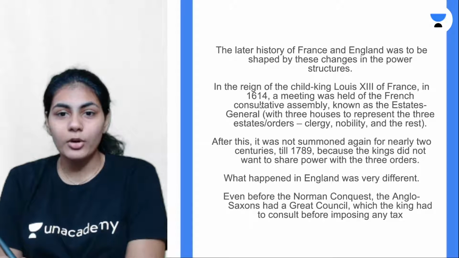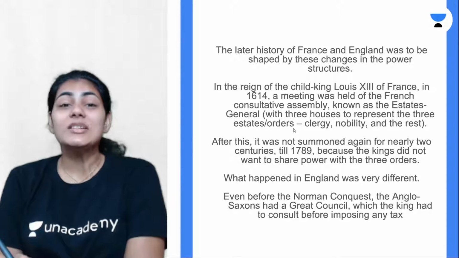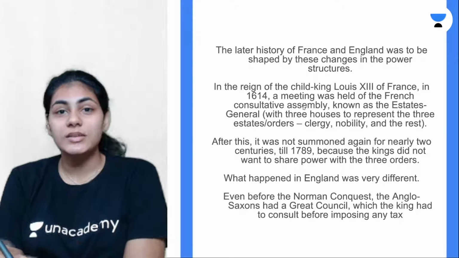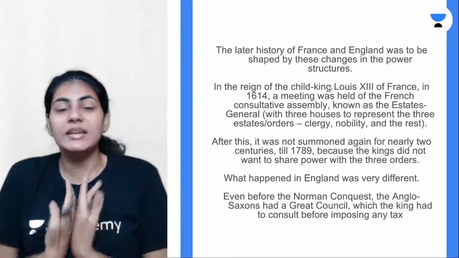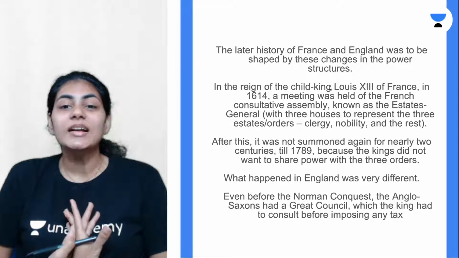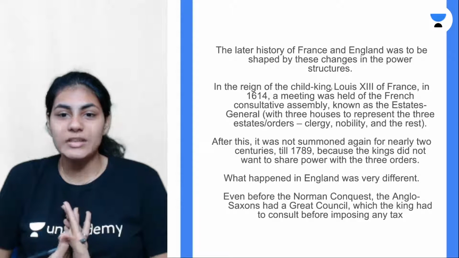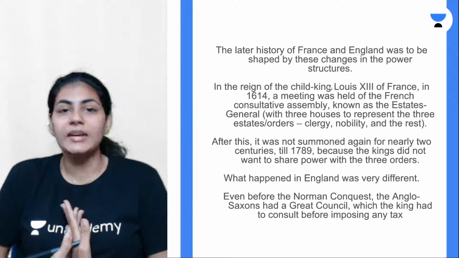Just imagine the number of years in between. Almost like 160, 170 years, right? For so many years, the meetings did not happen because the king did not want to share his powers with the other 3 orders. The greediness of the king, right? Like the king wants everything to himself, like he's greedy for power. So because he doesn't want to share his powers, he cancelled these meetings. He did not conduct these meetings at all, right? This is the situation that was happening in France.